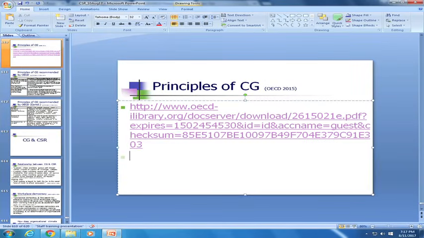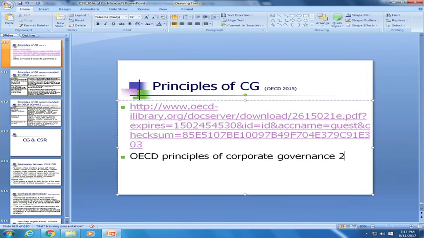So let me just put the keywords in front of you so that you can find this through the internet. You can type in OECD Principles of Corporate Governance 2015, and when you do this, the document up here will pop up. I suggest you go to this document and you read it, and then you can discuss about this, and I will give you a summary of this document in the slides when you get them at the end of this lecture.